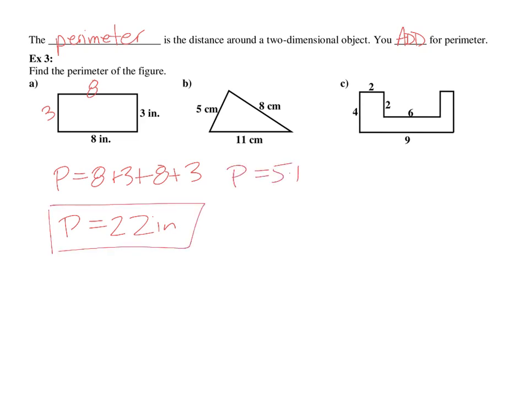For the next one, perimeter is 5 plus 11 plus 8. So the perimeter is equal to 24 centimeters.